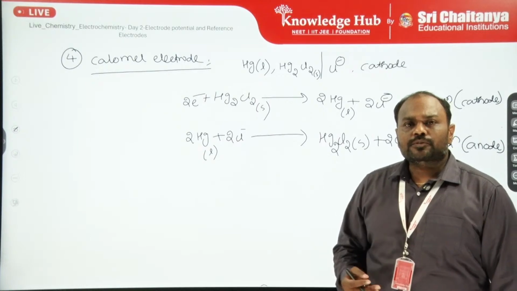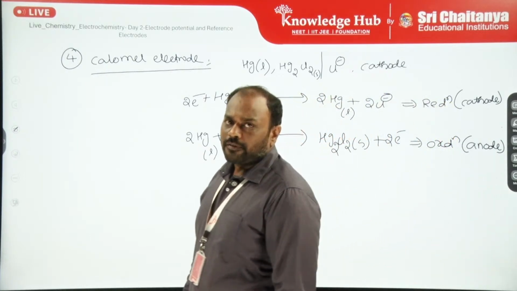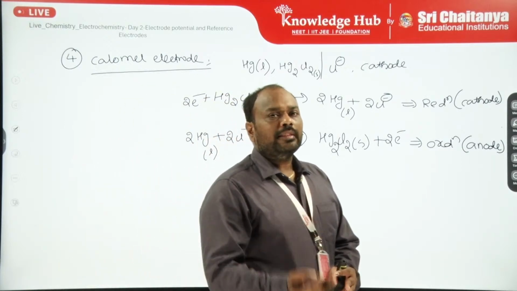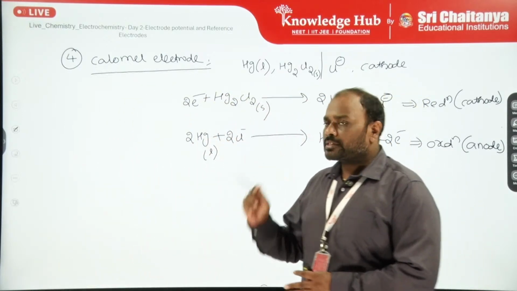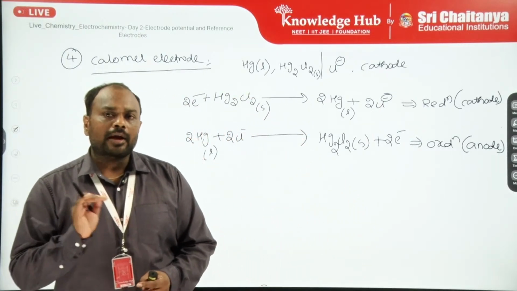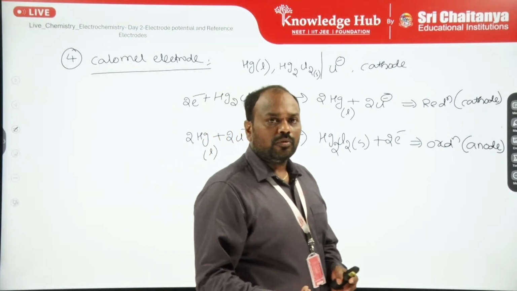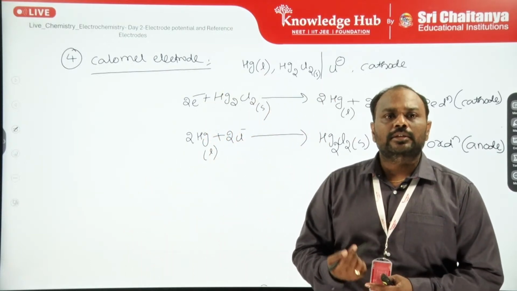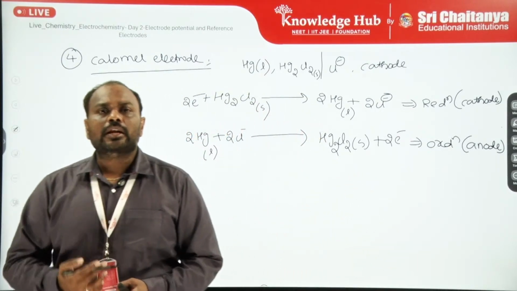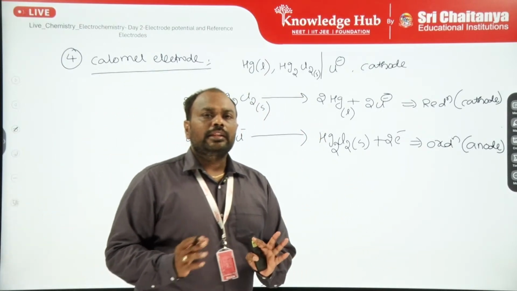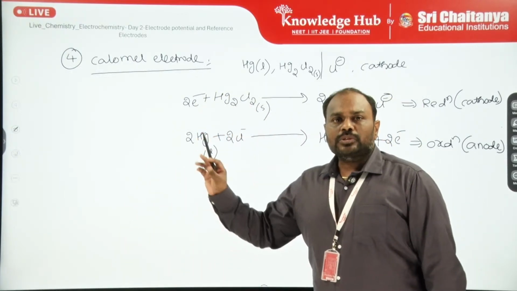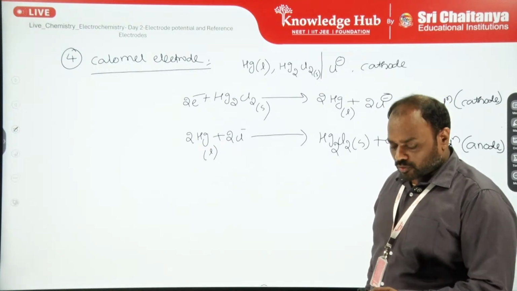So, based on this one, if only one single electrode is given, then we cannot measure the electrode potential directly. So, at that condition, we use which one? Reference electrode. These reference electrodes are acting as both cathode and anode. If the given electrode is cathode, then the reference electrode is acting as anode. If the given electrode is anode, then the reference electrode is acting as cathode. In this way, we can calculate the electrode potential of the cell by using the reference electrodes.